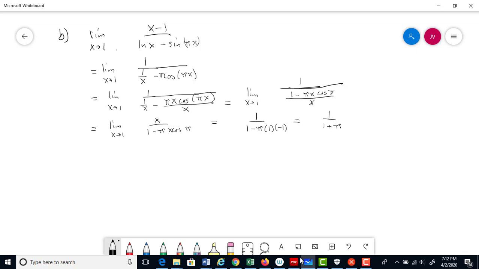Now the reason I'm not just going to take the derivative again, top and bottom, is because this is no longer 0 over 0. So it does not work unless you are in indeterminate form.